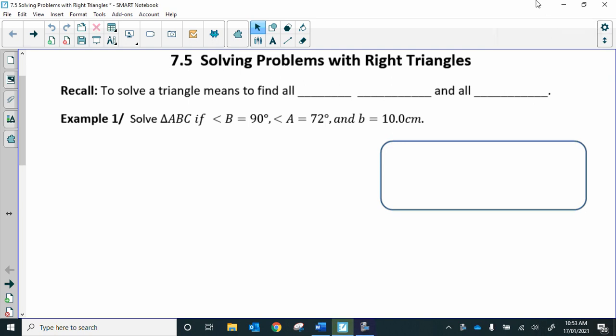Our next lesson is 7.5, solving problems with right triangles. So we're going to be using what we just learned about the sine, cos, and tan ratios to actually go ahead and solve some word problems in this lesson. So the first thing is to solve a triangle.